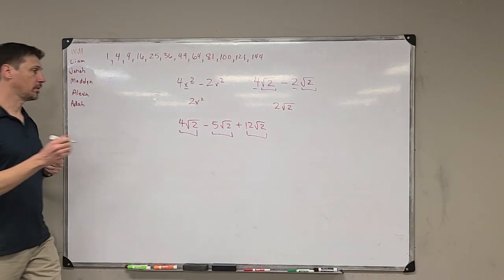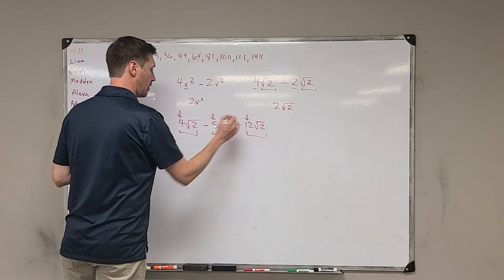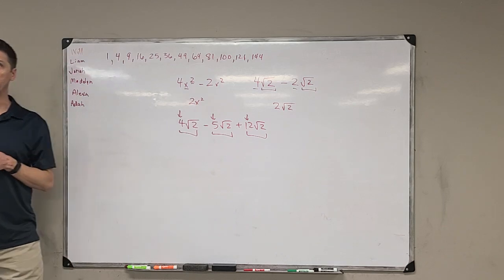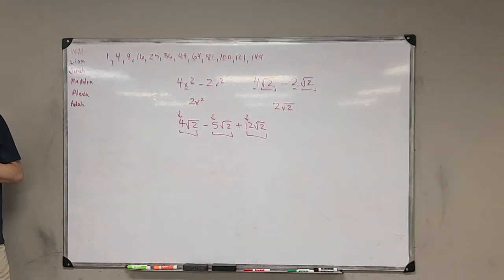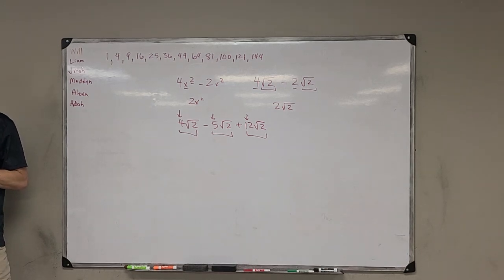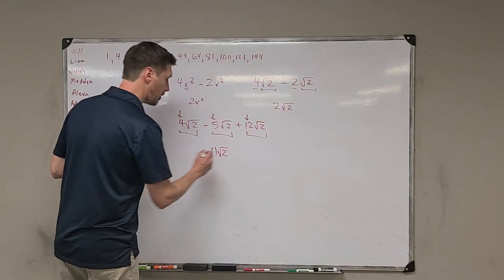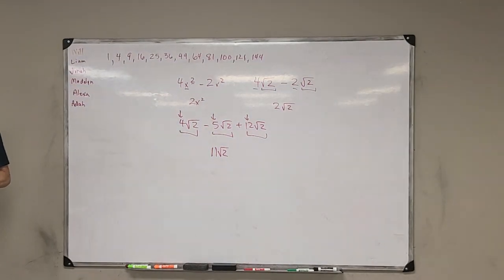So remember, once we determine they're like terms, then we're just doing the math with the coefficient on the front. 4 minus 5 is? -1. -1 plus 12 is? Positive 11, right? So this would be 11 square root of 2. You guys got it?